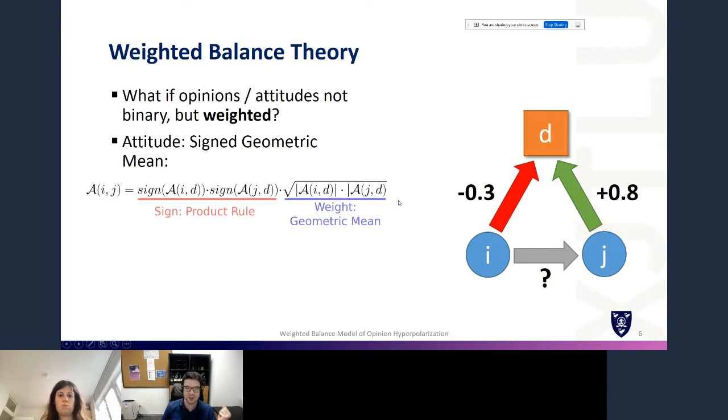But then how strong should it be? That's where this part of the equation comes in. We compute the strength of this relation as the product of the absolute values of these two, so 0.3 times 0.8, and then the square root of that. This is also called the geometric mean. In this case, it would mean that I and J should have a negative relation of minus 0.49. And in our model, this is also what agents would do when they meet each other.